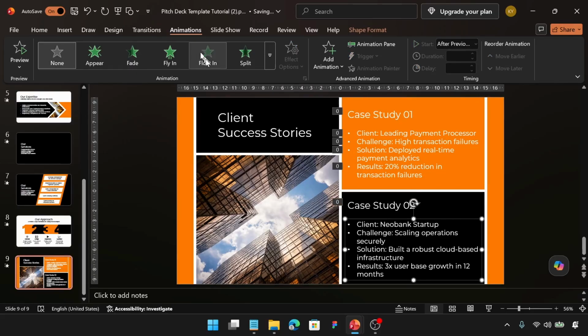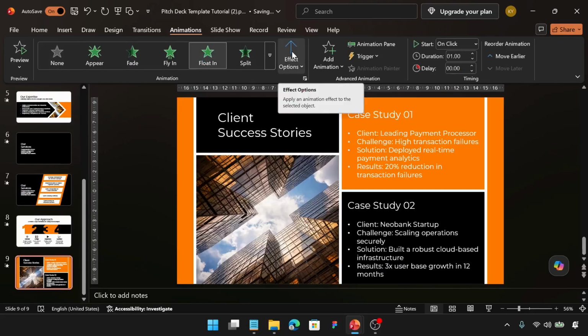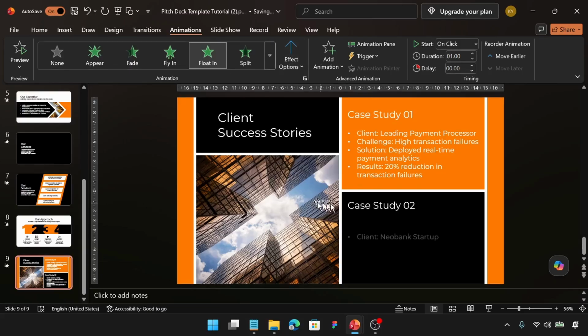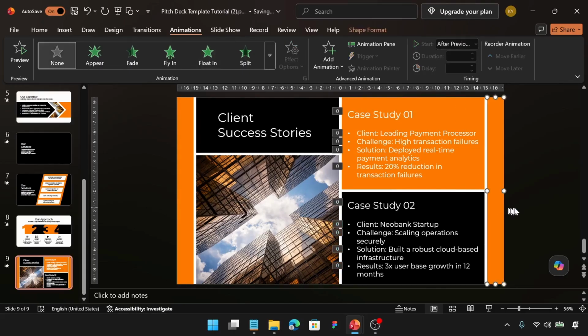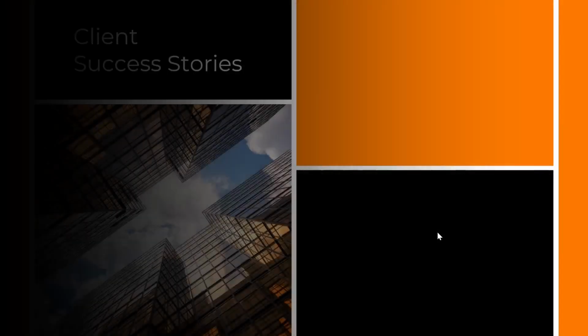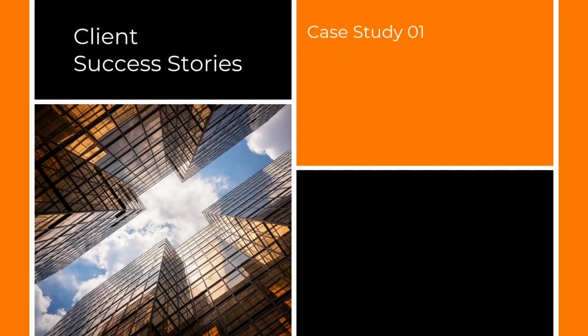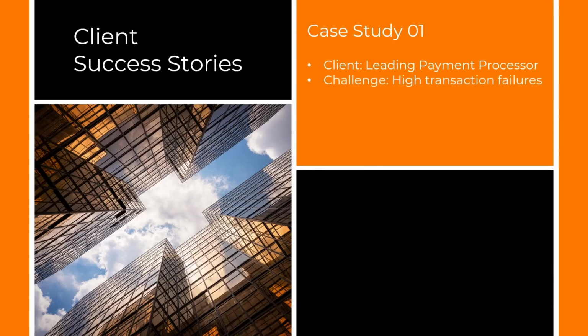Select this one to float in. Under effect options, it's going to be by paragraph, and finally we're going to go to start. Start is going to also be after previous. All right, let's see what our slide looks like in the slideshow view, and I'm going to start that, and we're going to have our text coming one by one.